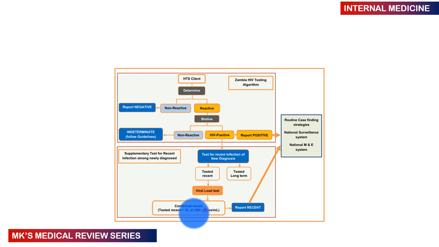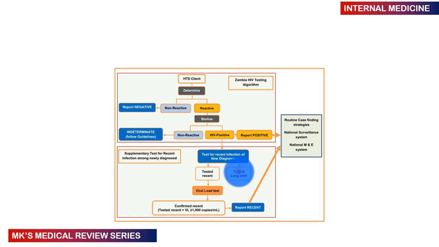This should be added to the national surveillance system and to the new cases of HIV being diagnosed. If it's tested and it's a long-term infection, there's no need to inform the national surveillance system. But this patient should be placed on treatment if they're not already on treatment.